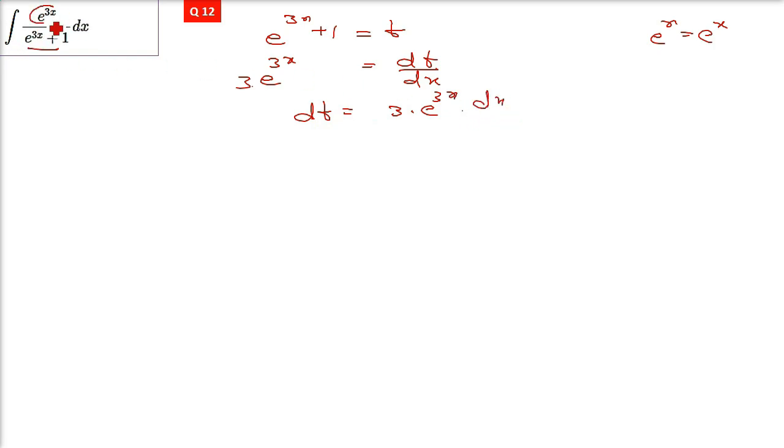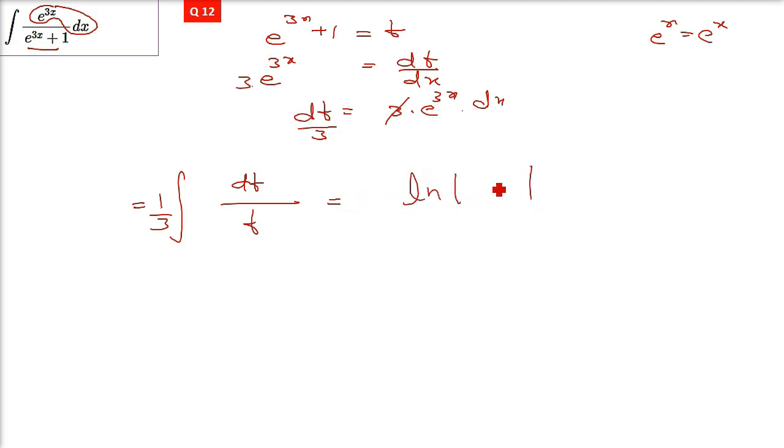Now in the numerator you see e raised 3x into dx. So e raised 3x into dx can be written as dt by 3. So the numerator now in terms of t becomes dt by 3. So dt will write it here, 1 by 3 will take it outside the integral sign. And this denominator of course was t, so keep it as t. Now how easy it is now. Log, that is log base e, ln we write, modulus of t plus constant of integration. 1 by 3 will be there outside.